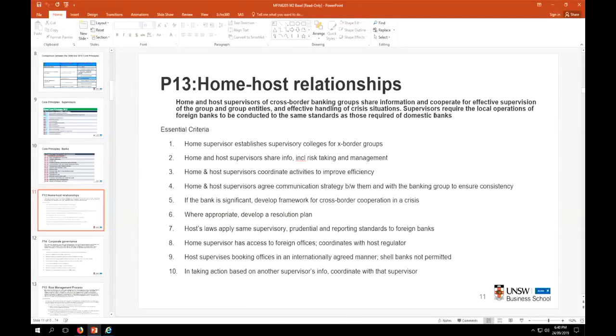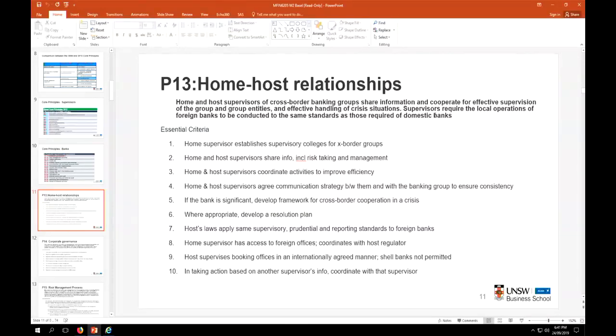So, just to give you a little bit of an idea, so home-host relationships, you've got the actual principle itself, and then you've got the essential criteria, right? And the essential criteria tells you what you need to do in order to satisfy the principle. And then you've got additional criteria. So if you actually look at the core principles document, it's a book, right? I'm just summarizing it a little bit. So it talks about the fact that you need to have a lot of cooperation. And if you look at the first essential criteria, home supervisor establishes supervisory colleges for cross-border groups.